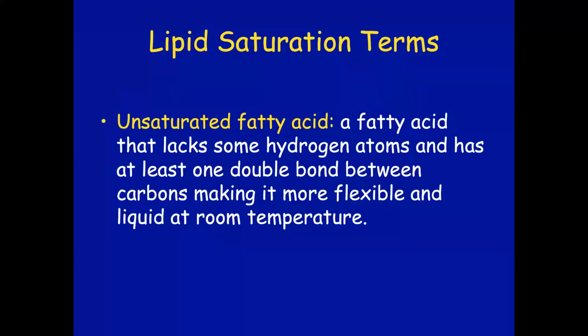Unsaturated fats or unsaturated fatty acids will be missing some hydrogen atoms and have at least one, generally more, double bond between carbons. And it'll give you that kinked look to the fatty acid that I mentioned before. So unsaturated fats will have double or triple bonds and oftentimes more than one. The double bond, or triple bond, makes that fatty acid more flexible and therefore more likely to be liquid at room temperature.